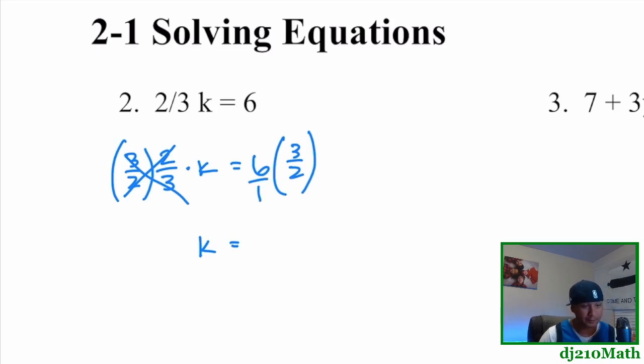So this is top times top, bottom times bottom. So 6 times 3, which is 18. 1 times 2, which is 2. All right, 18 divided by 2 is 9. So k is equal to 9. K is equal to 9.